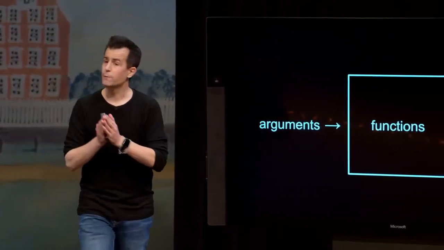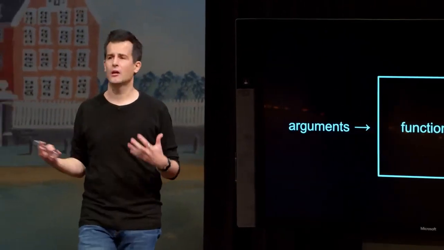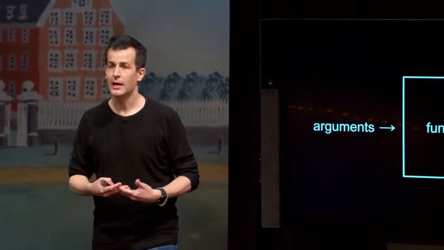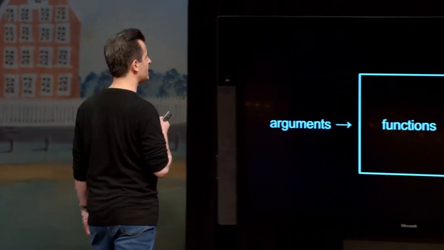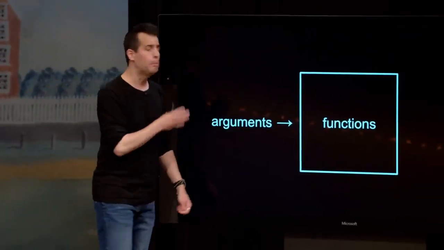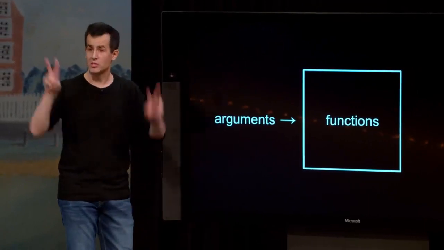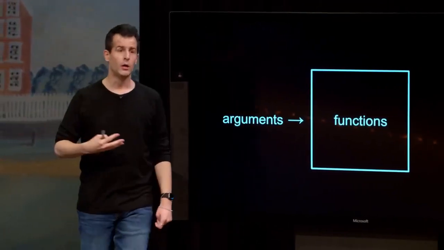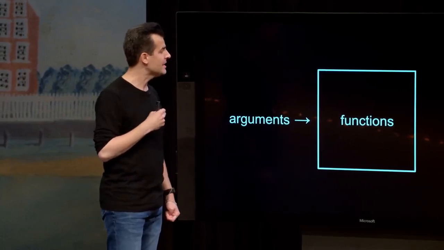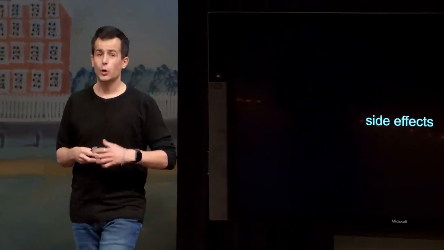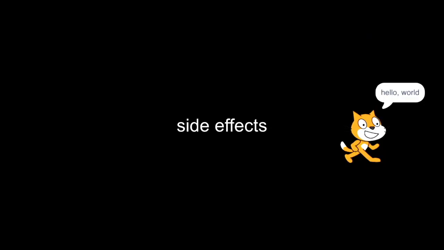But it turns out that functions can do at least two different types of things in the world of programming. And we've seen these things already, but we didn't describe them quite as particularly as we will today. When a function takes inputs, that is to say arguments, just like hello world is an input to the say block in Scratch or the printf function in C, functions can have what are called side effects. And recall, we did see this last time.